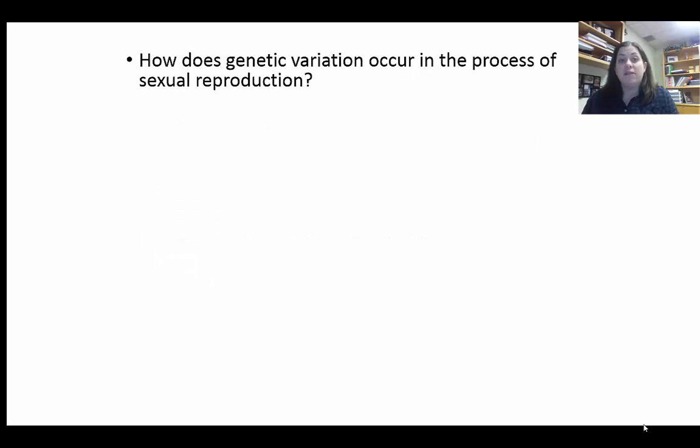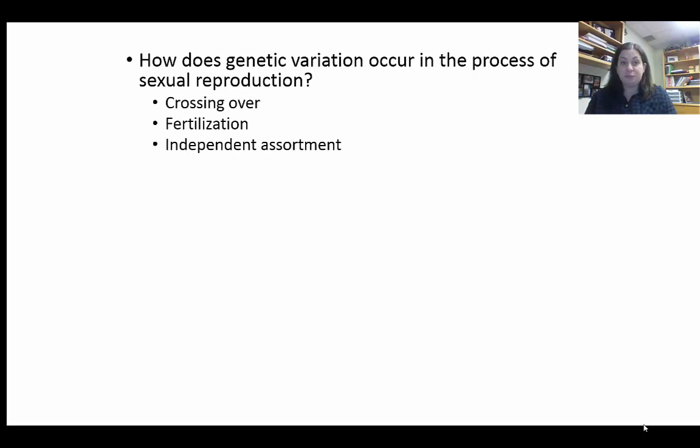So, how does genetic variation occur in the process of sexual reproduction? Well, we already just talked about one, which was fertilization. Fertilization allows for this random egg and sperm to come together to give us a unique set. But also remember that crossing over can take place. Remember that in crossing over, a piece of one chromosome breaks off and switches places with another. Now, these are the homologous chromosomes, meaning it's a piece of one switching places with a piece of the other. So it's the exact same chromosome, just giving more variation.